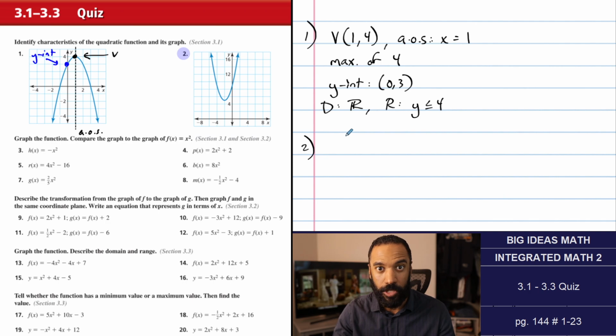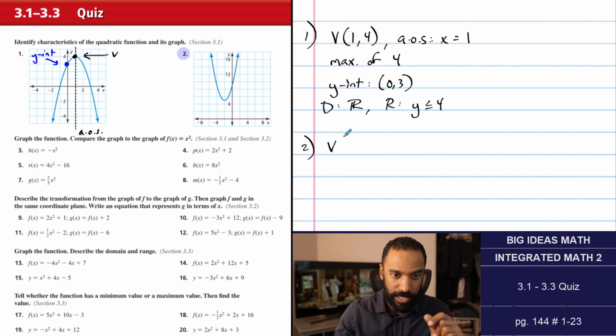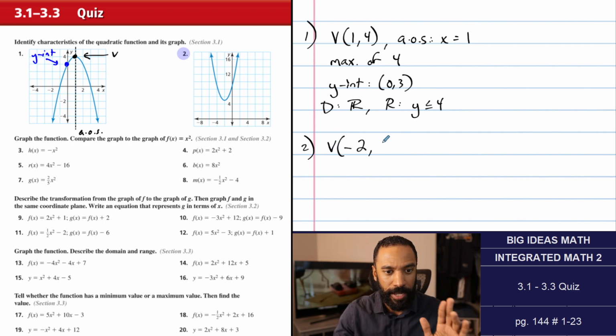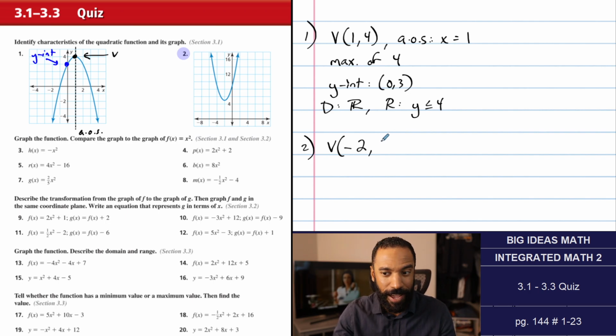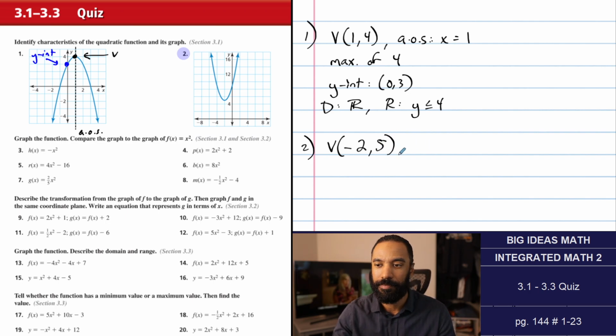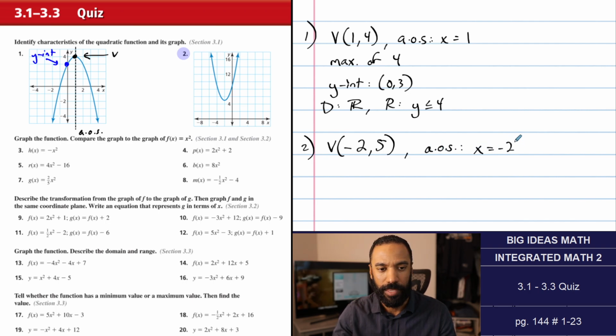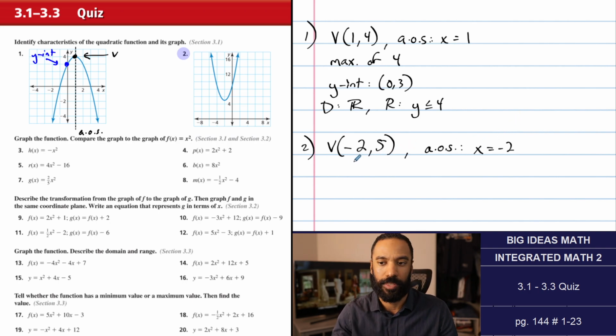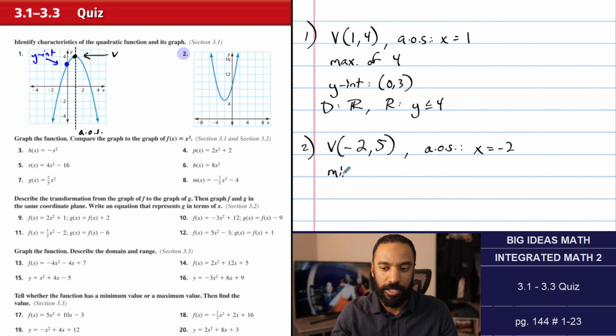These are looking like they go by 2s. So when it comes to the vertex, it's at -2, comma, what's between 4 and 6 is 5. So -2, 5. The axis of symmetry will be at x equals -2, that vertical line that would have gone right through the vertex, right through the middle. This has a minimum this time as the graph faces upward.